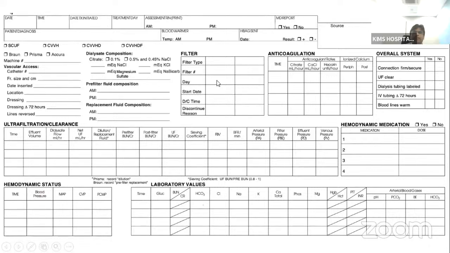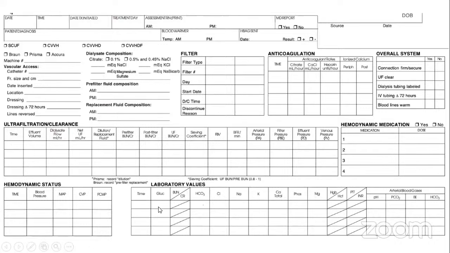We also note what type of filter is used and which day of the filter it is, and what type of anticoagulation, whether heparin or citrate, what the calcium levels were, and what the peripheral as well as post filter ionized calcium was. All these levels have to be monitored. Here we check the ultrafiltrate clearance. Based on the time, we monitor the effluent volume, dialysate flow, net ultrafiltrate, and replacement fluid given to the patient. The arterial pressure, filter pressure, effluent pressure as well as venous pressure should be monitored, and any hemodynamic medications going to the patient should be mentioned here.